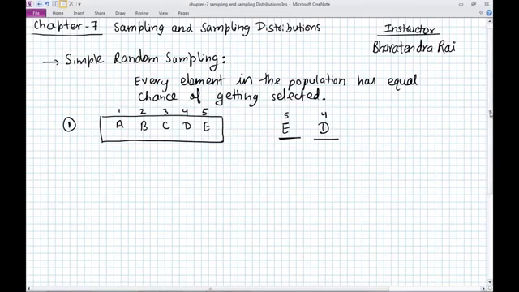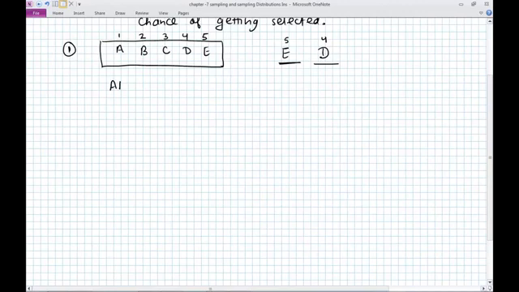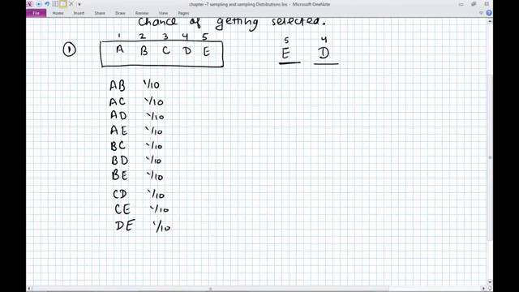If I make a list of all possible samples, it is going to look like this. You could get AB in your sample, AC, and then with B's, so BC and so on, up to DE. DE and ED both are same. So now if you see all these possible outcomes, you have like 1, 2, 3, 4, 5, 6, 7, 8, 9, 10 of them. And the chance of getting any one particular sample is 1 by 10. So AB has 1/10 chance, AC has 1/10, and so on. So each sample has equal chance of getting selected, and that's why this process is called simple random sampling.